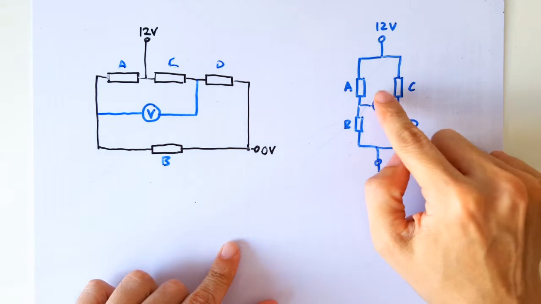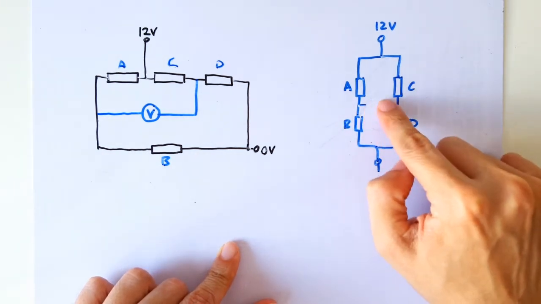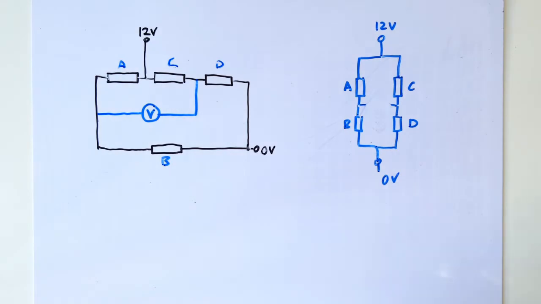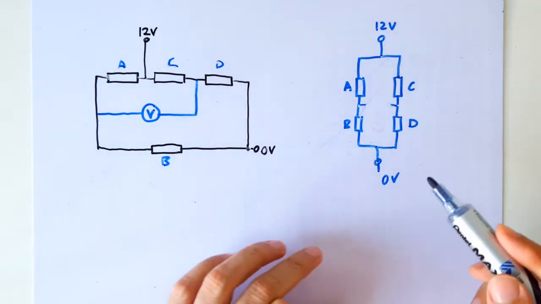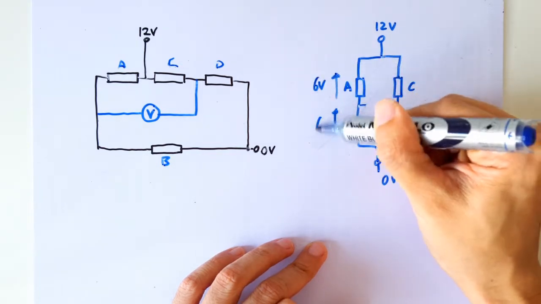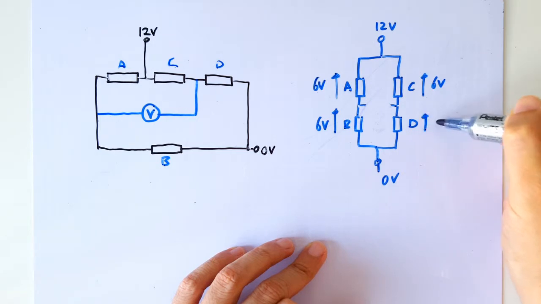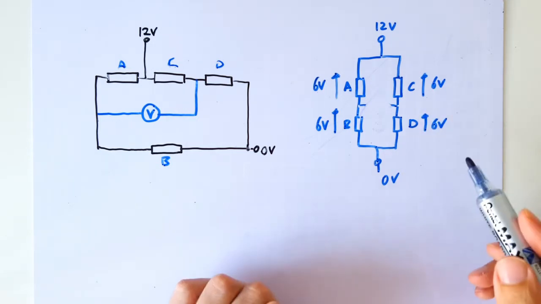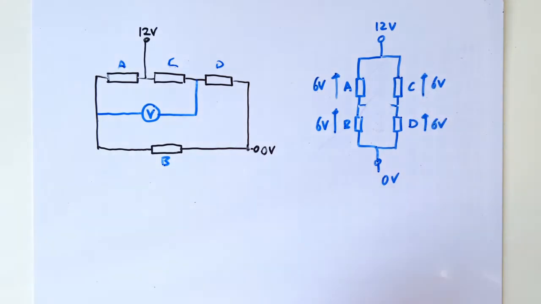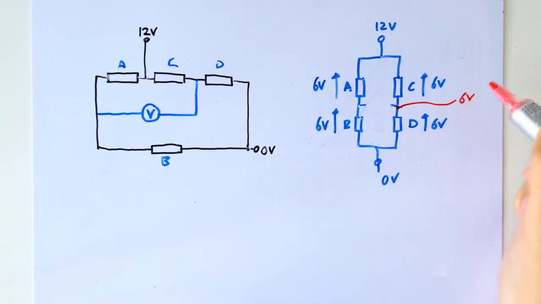Okay, to get that, actually it's easier if we imagine that the voltmeter is not connected yet. So without the voltmeter, it should be quite clear to you that we are going to have a PD of 6 volts across A and 6 volts across B. Similarly, you get 6 volts across C and 6 volts across D. But what is important is that you should realize the potential at this point here should be 6 volts.